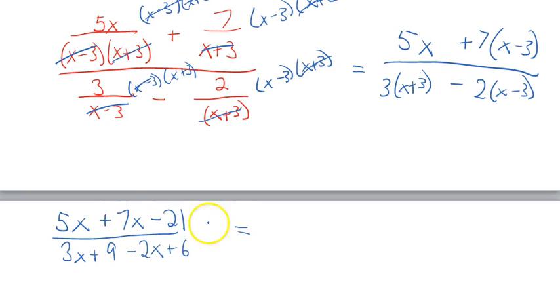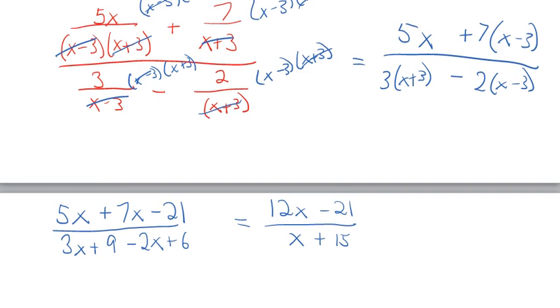So then I can combine like terms, and 7 and 5 is 12. So 12x minus 21. And then 3x minus 2x is 1x, and 9 and 6 is 15. And that's about as far as that one will go.